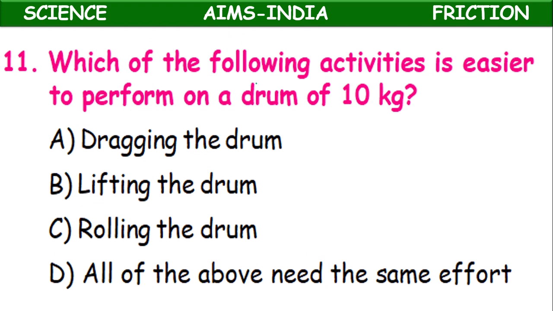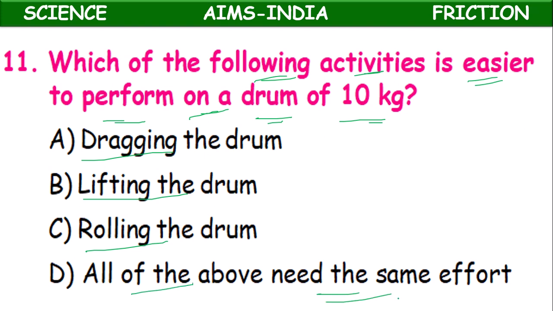Next, which of the following activities is easier to perform on a drum of 10 kg? Dragging the drum, lifting the drum, rolling the drum, or all the above. It is easier to roll the drum, because if we roll it, it can be moved easily compared to dragging and lifting, since rolling friction is lesser. So the answer is option C.